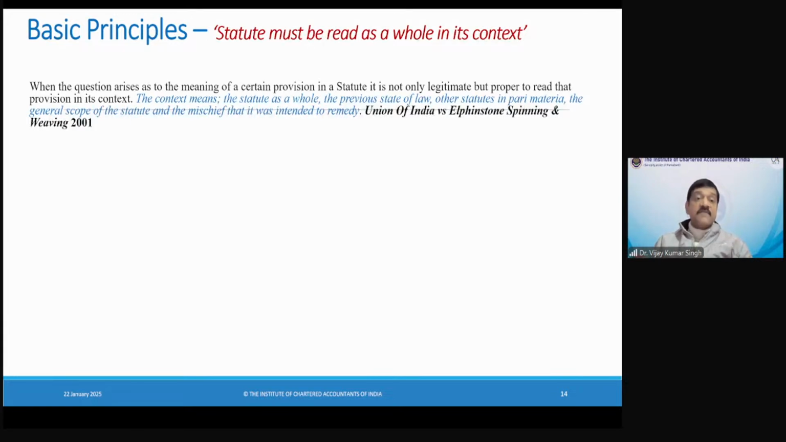The general scope of the statute you want to see, and the mischief that it was intended to remedy. This is something which you want to understand from the statute. So in the case of Union of India versus Elphinstone Spinning and Weaving Limited, 2001, this particular point was laid down by the Supreme Court, or they expressed this in the statute.